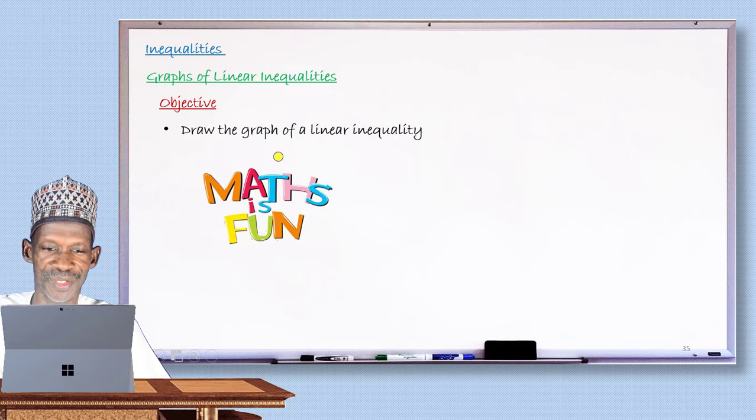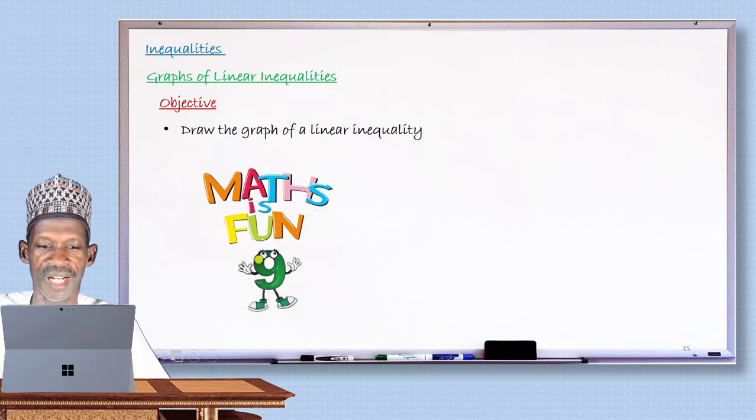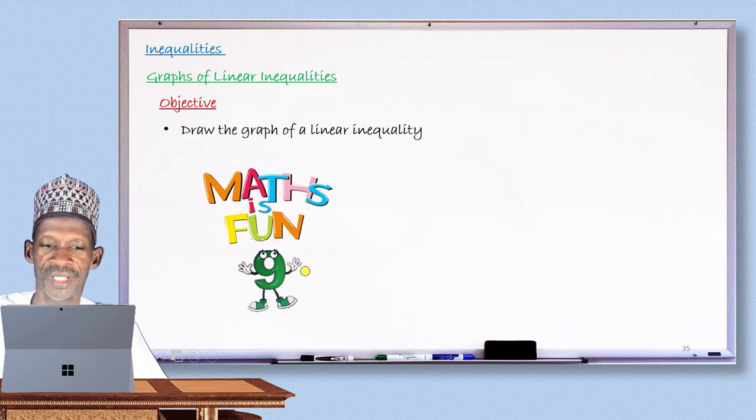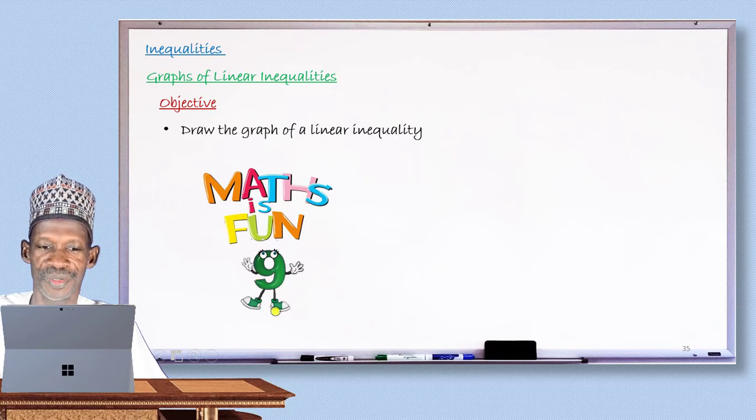So as usual, my dear student, your favorite segment of the lesson, that is Maths is Fun. Today, I'll give you another special number, another amazing number, another interesting number, and this number is 9. I will explain what is interesting about this number 9 after completing my lesson today, so don't go away.